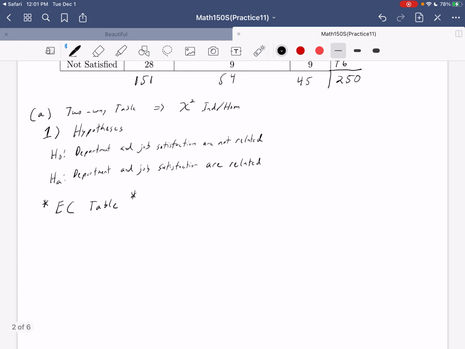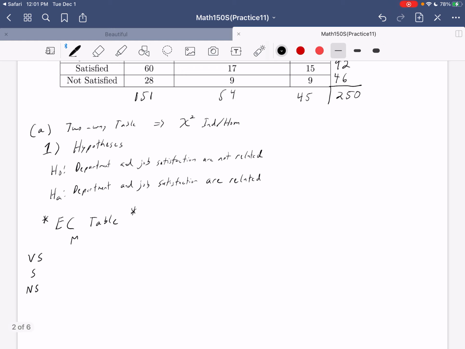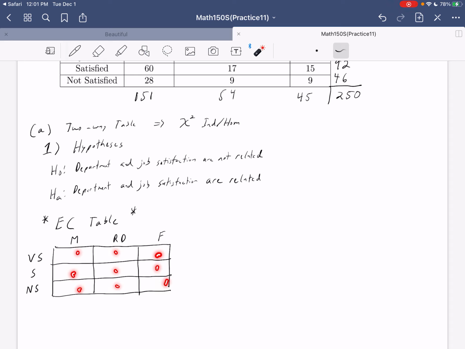Well, we're going to recreate the table. So there's very satisfied, satisfied, not satisfied. And in terms of departments, we can just abbreviate marketing, research and development, and finance. So there we go. Okay, so there's our table, and we need to fill in these 9 values. How do we do that? Well, remember, for independence and homogeneity, you're going to take the row total times the column total divided by the table total. So let's see how to do that.